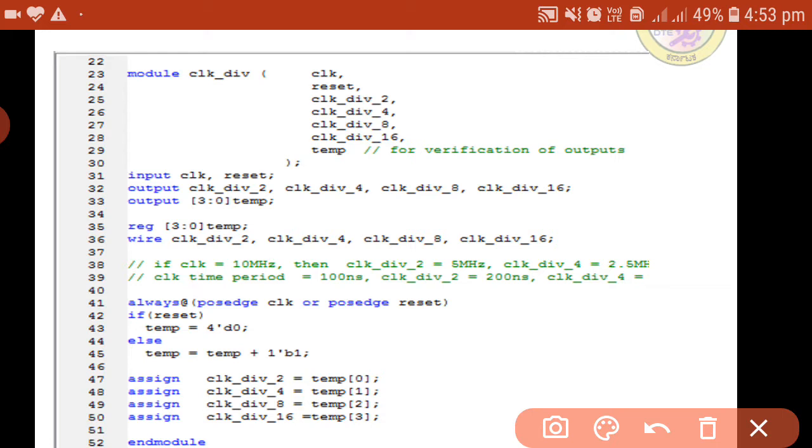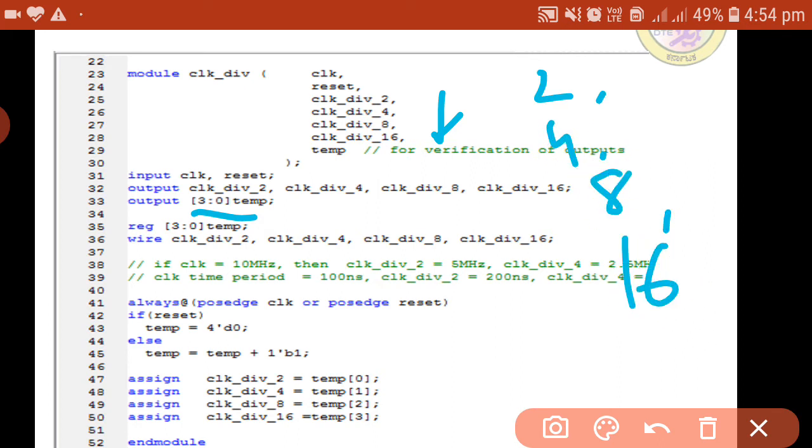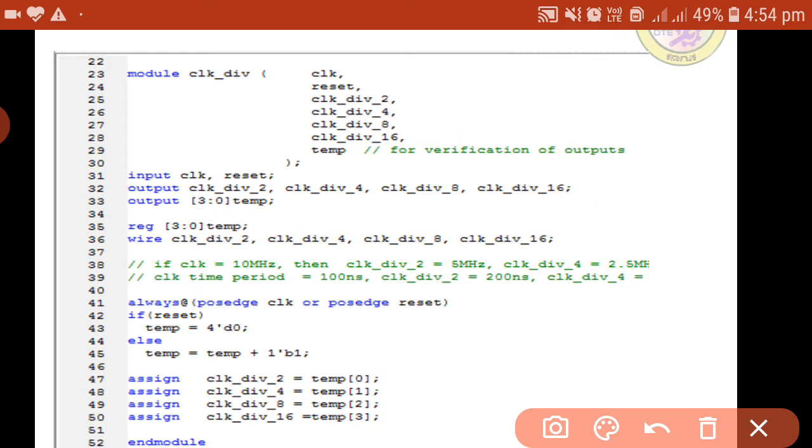Temp is what we have taken as the counter here, and reset is there so that if you give the reset, it will start afresh. Now we have the port list: clock and reset are inputs, and the outputs are the clock divisions by 2, 4, 8 and 16, and one more, the 4-bit counter. Why 4-bit? Because we need divisibility by 2, 4, 8 and 16, so a 4-bit binary counter is enough.